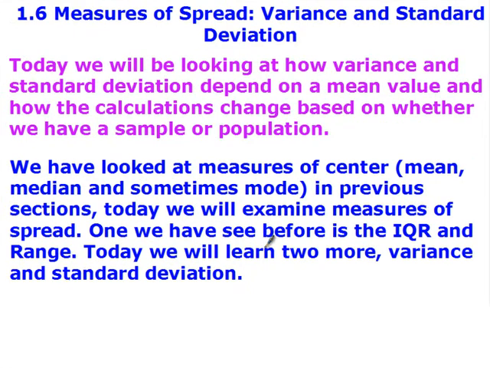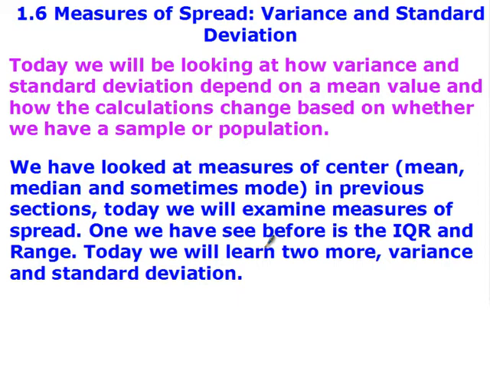Today we're going to be looking at section 6.1, and 6.1 is about measures of spread, specifically two measures of spread that we haven't talked about before, variance and standard deviation. We're going to look at how those two values depend on the mean of a set of data and how the calculations are a little bit different depending on whether we're looking at a sample with our data or whether we're looking at a population.